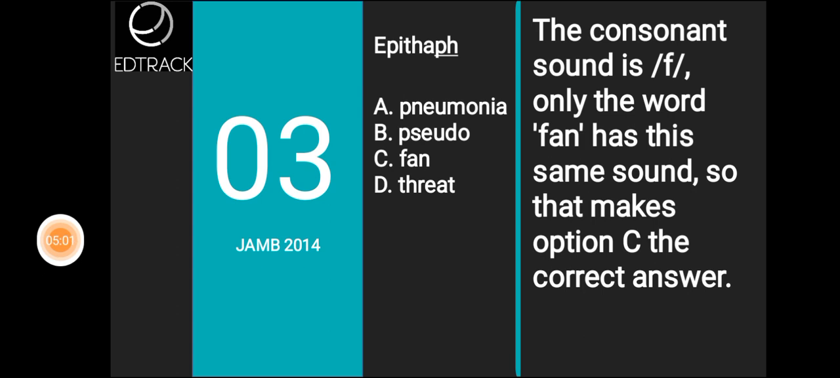So, let us pronounce the four words we have in the options one after the other. Pneumonia, pseudo, fine, threat. Without wasting much of our time, this is a very simple question. And the sound we have to look for is the voiceless consonant sound. So only option C has this consonant, and that is fan. So our correct option is C.